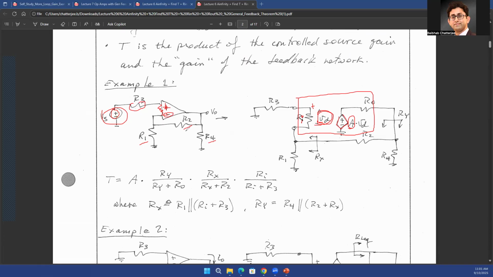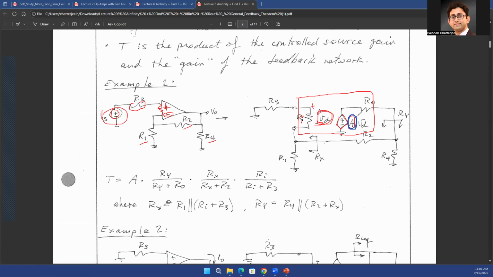Now, of course, for this dependent voltage source, you already know that there is a gain of, let me draw it with a different color, you already know that there is a gain of A. Right? That's the gain of the op amp. It could be some finite value, let's say 50 or 100 or 10,000. So there is a finite value for this gain.